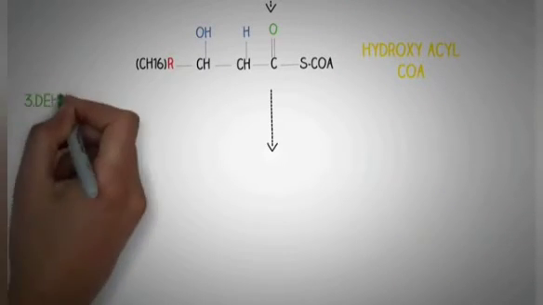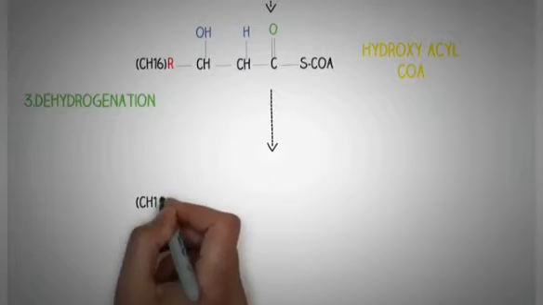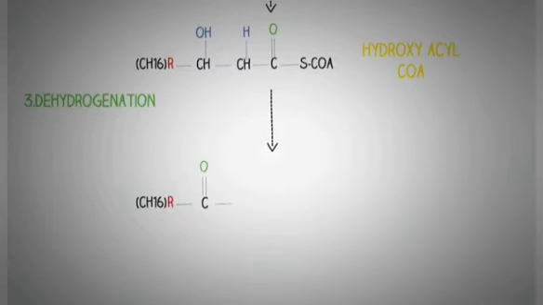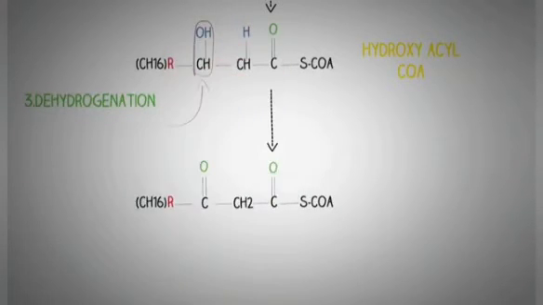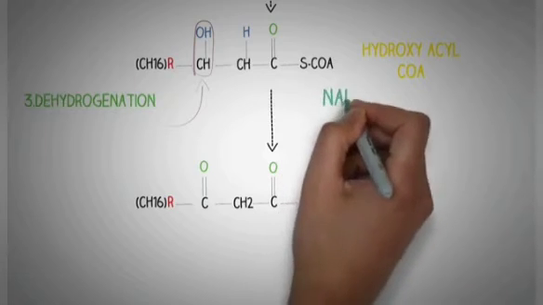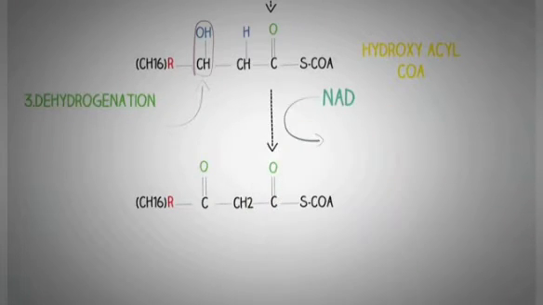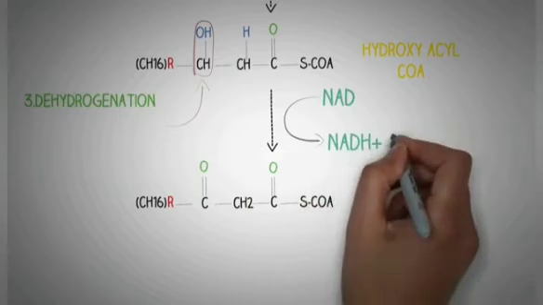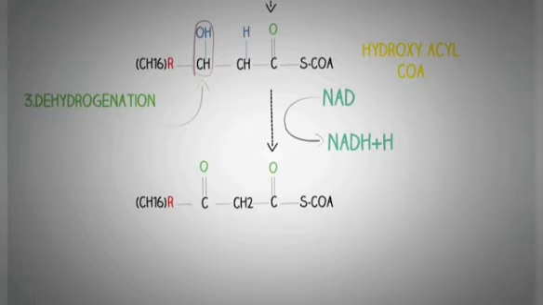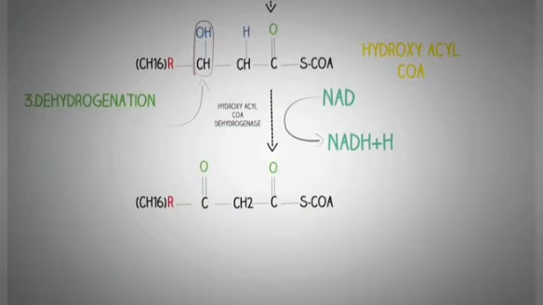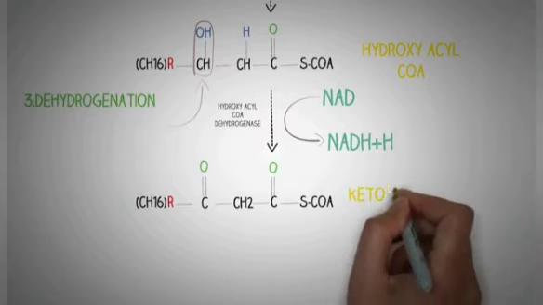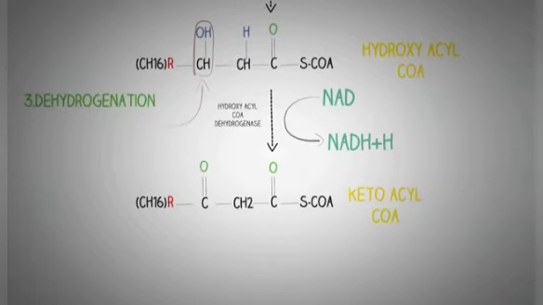The third reaction involved is again a dehydrogenation reaction. Hydrogen is removed from the beta carbon of hydroxyacyl-CoA, which causes the formation of a double bond between carbon and oxygen atom. The hydrogen removed is accepted in this case by NAD, which is reduced to NADH. This reaction is catalyzed by the enzyme hydroxyacyl-CoA dehydrogenase, and the compound produced is called ketoacyl-CoA.